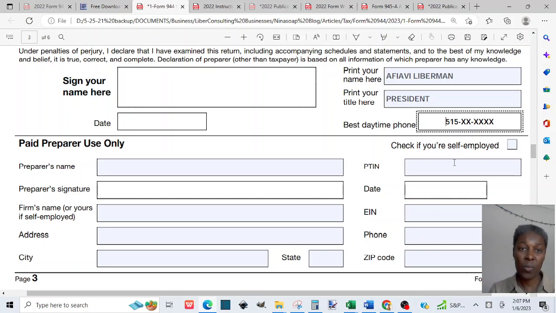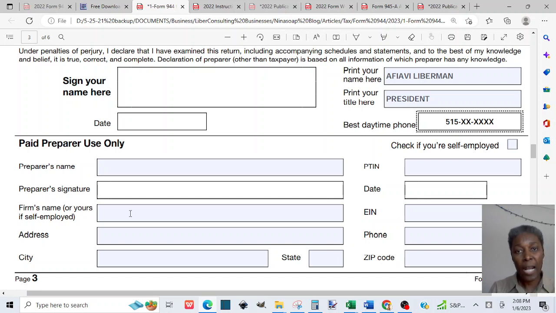So if the tax preparer is self-employed, that box will be checked. But if that box is not checked, for firm's name, you will put that name. So if you are self-employed, you will put your name there, and that box will be checked. Otherwise, you put your firm's name.